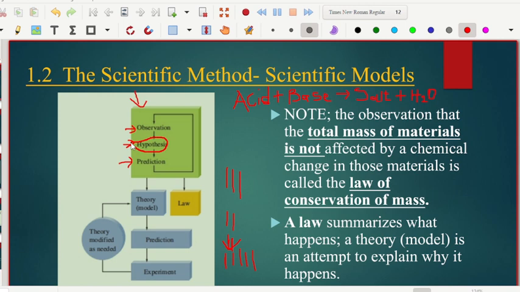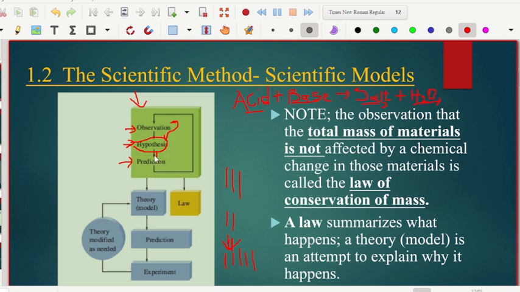So now, since we are looking at chemistry, let us base our understanding in chemistry. For instance, you say that when you add an acid with a base, you produce a salt and water. This on its own becomes a hypothesis. It started with an observation. You observed, then you produced a hypothesis. Then from the hypothesis, you're able to have predictions.